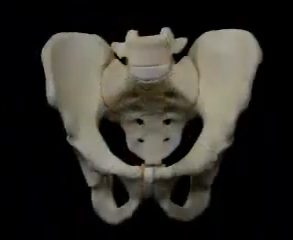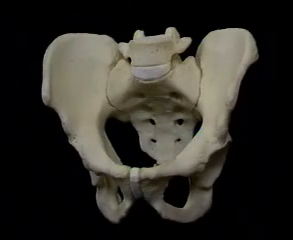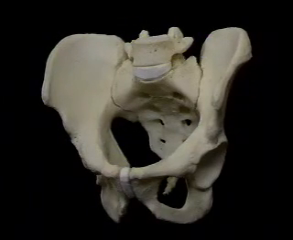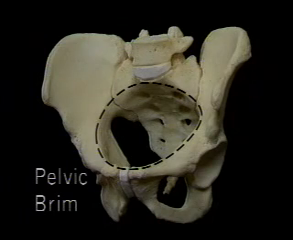We'll start with the bones. We've already seen the upper parts of the bony pelvis. Now we need to look at the parts of it that lie below the pelvic brim. Let's get oriented. Here's the bony pelvis, together with the fifth lumbar vertebra. Here's the pelvic brim.